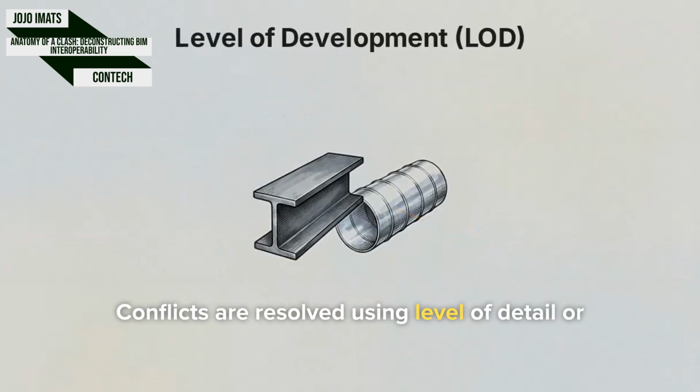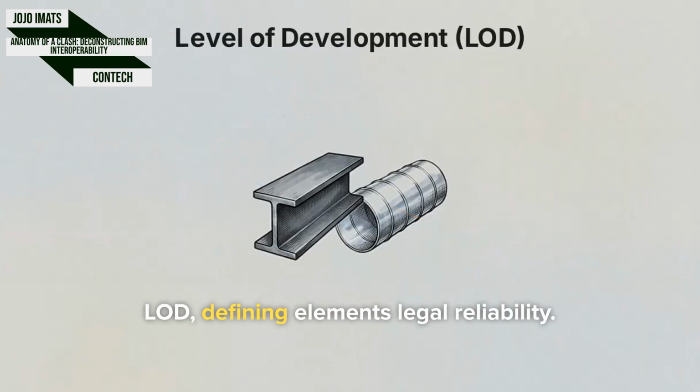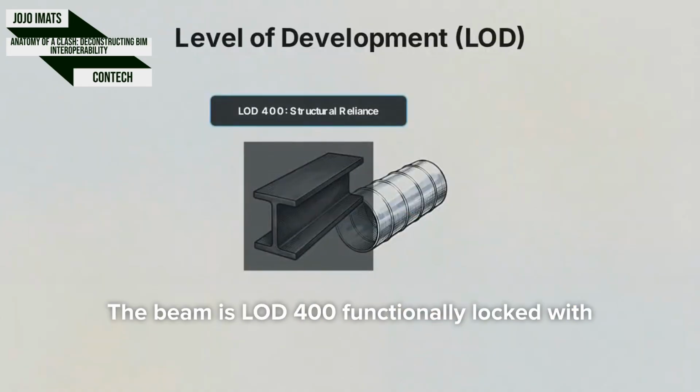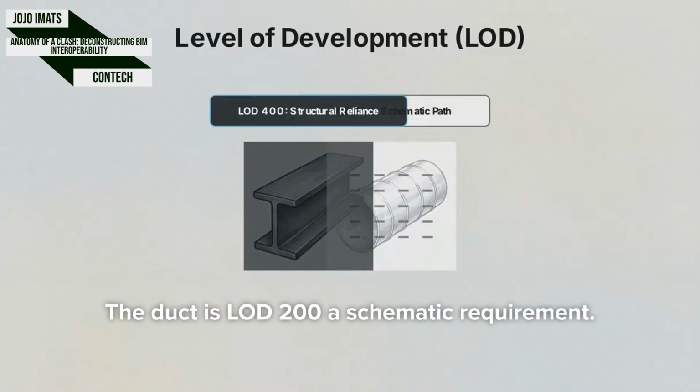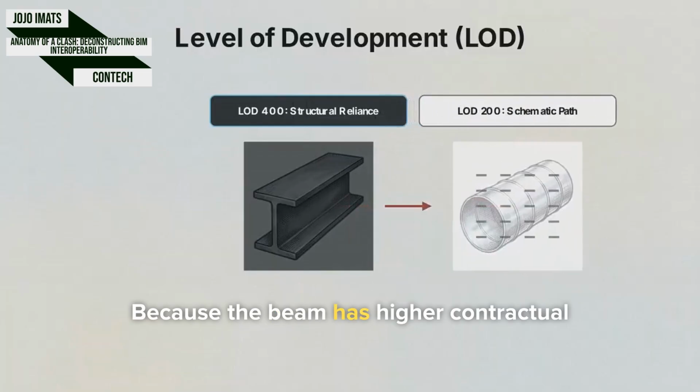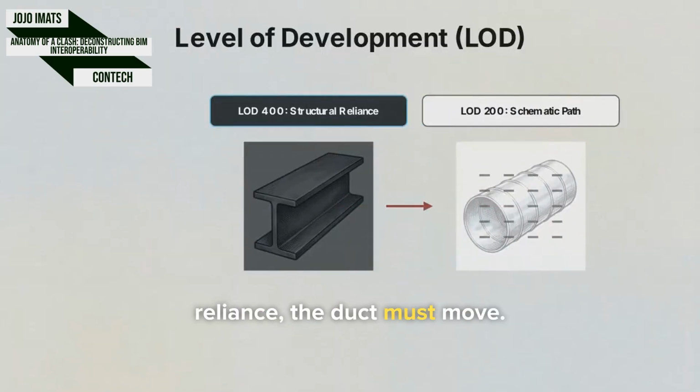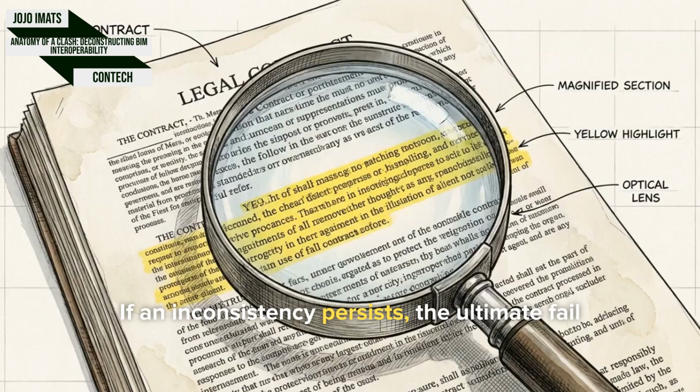Conflicts are resolved using level of detail, or LOD, defining an element's legal reliability. The beam is LOD 400, functionally locked with precise instructions. The duct is LOD 200, a schematic requirement. Because the beam has higher contractual reliance, the duct must move. If an inconsistency persists, the ultimate failsafe is the contract.